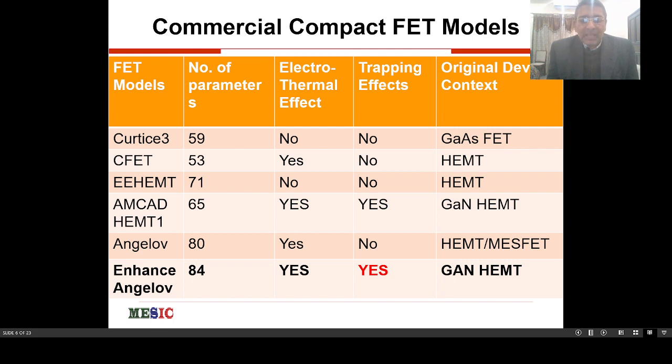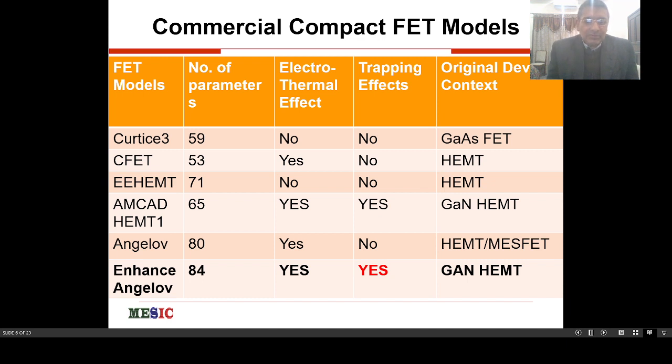Now I'm going to talk about the Angelov model, Clausen model, which have number of parameters 80. It has electrothermal effect, but it does not have trapping effect. But it is more accurate than others like MCAT, even though it has trapping effect. It is very good. It's used for gallium nitride HEMT, mass spec, even gallium arsenide.